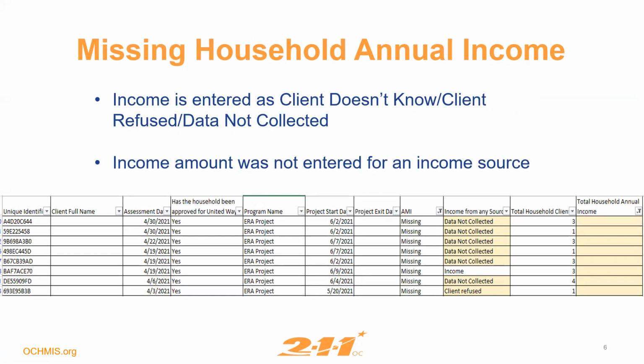The more common mistake is the missing household annual income. On that same report, if you filter by AMI is missing and household income is blank, you'll see something like this. There are two possible reasons that the household income is blank. The first is that the client entered client doesn't know, client refused, or data not collected for their income source on the enrollment screen, or they said yes, they are receiving income, but then didn't enter an income amount.